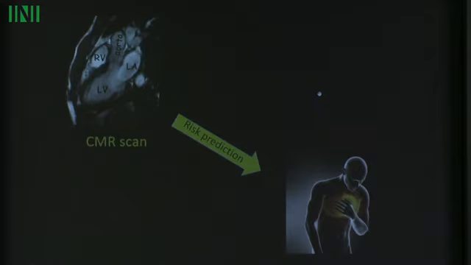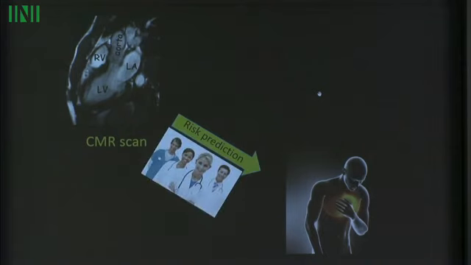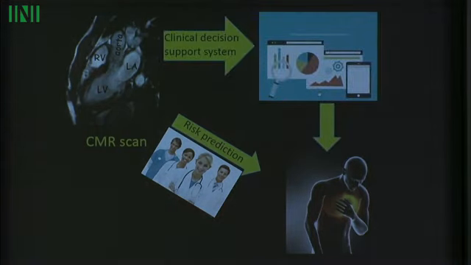So what you typically want to do in a diagnostic setting is that you have the cardiac magnetic resonance scan. You want to make the risk prediction of developing a myocardial infarction. Typically we have a team of medical experts who look at these scans. That depends very much on their experience. So can we get a clinical decision support system to help them with the prediction?